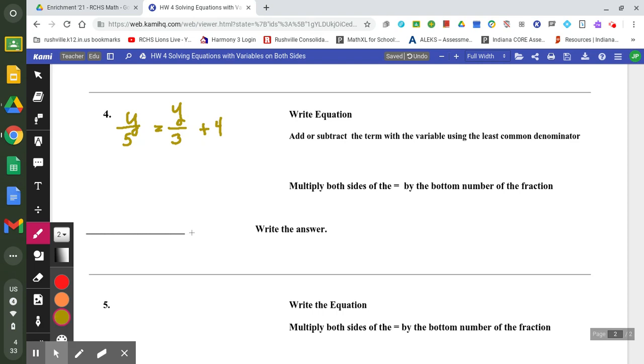On number 4, this time we do have to find least common denominators because we have the letters on top. So this can be 15. So our common denominators can be 15. So I've got 15 times 3. We're actually going to go ahead and subtract those first. Let's change colors. So we're going to do minus y over 3.